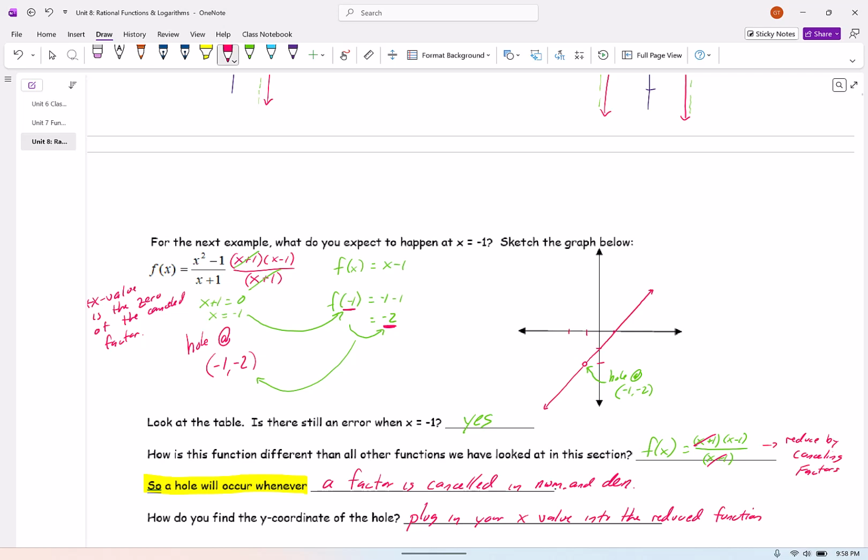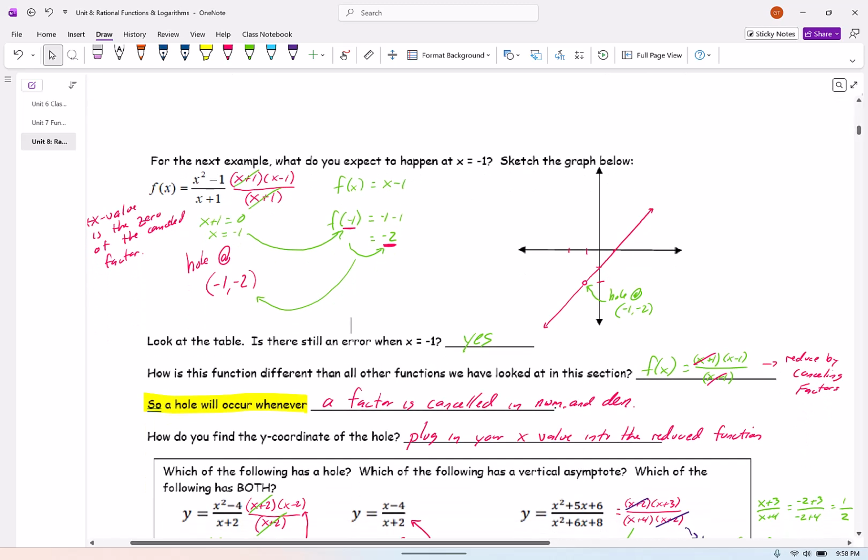Then I take that newly discovered x term of negative 1 and I plug it in for x in the reduced function, after I've canceled out the factors. You see that here in the green. The value that I get when I plug negative 1 in is negative 2 in this case. And so my hole on my graph is going to be at the point negative 1, negative 2. And you look over on the graph there, we see that open circle to represent that there is no actual y output at that point.